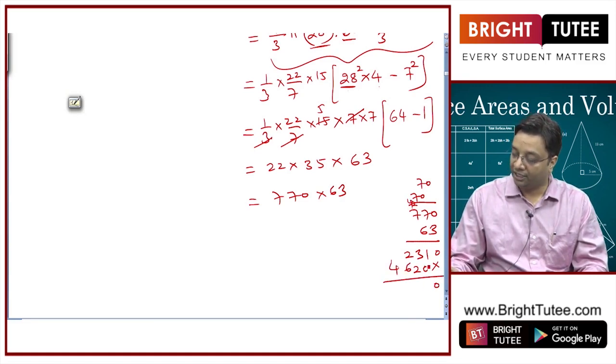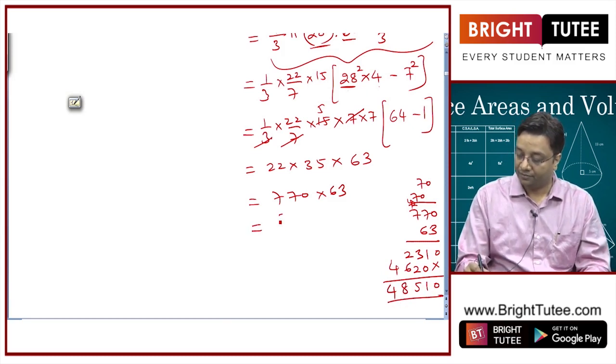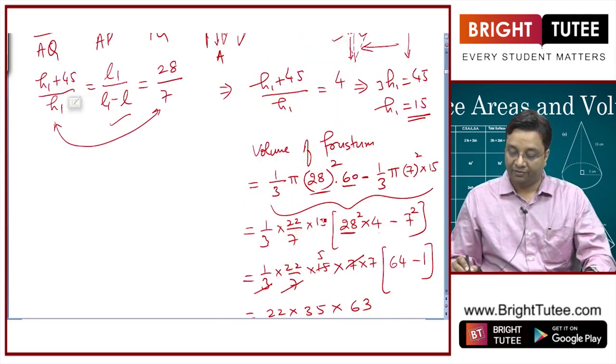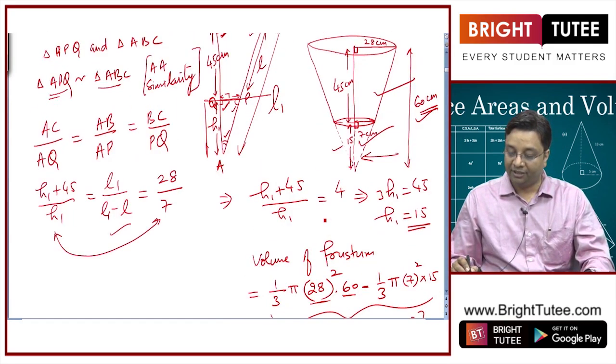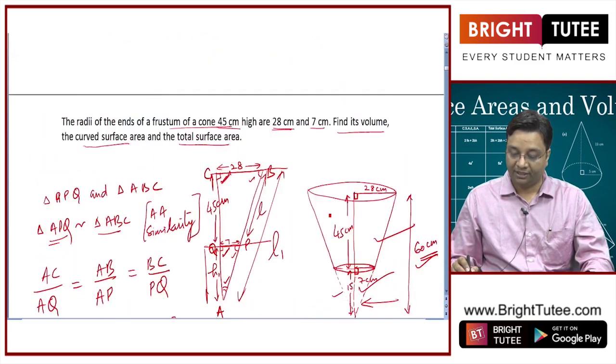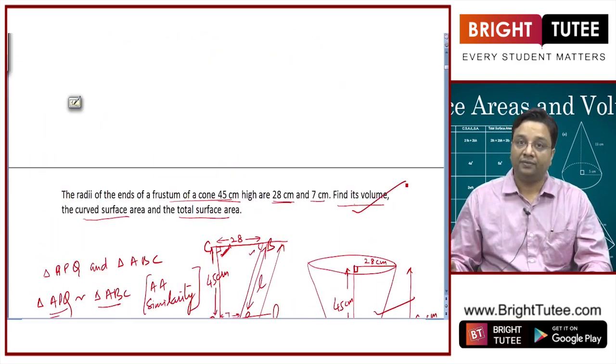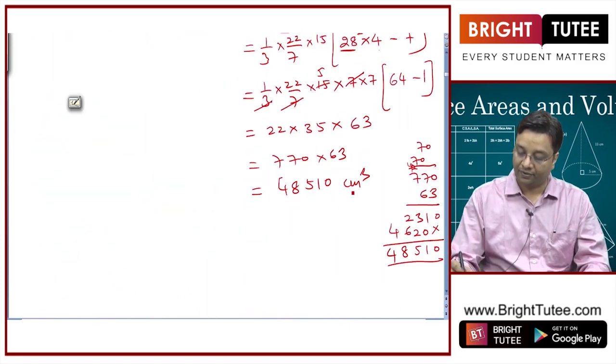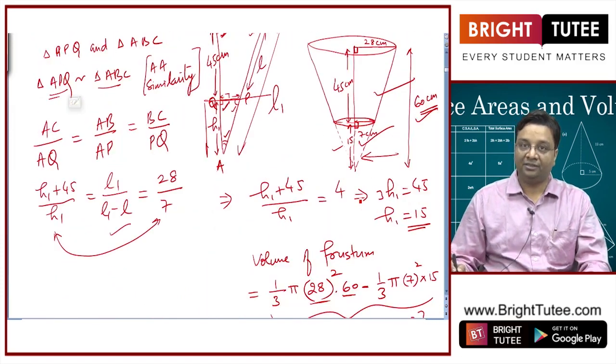So this is the calculation part which I want you to do yourself. Okay. 48510 centimeter cubes is the volume of the frustum, right. How did you find this volume?